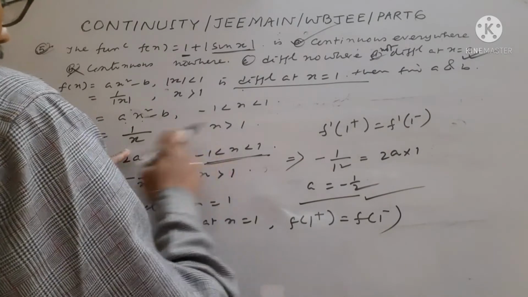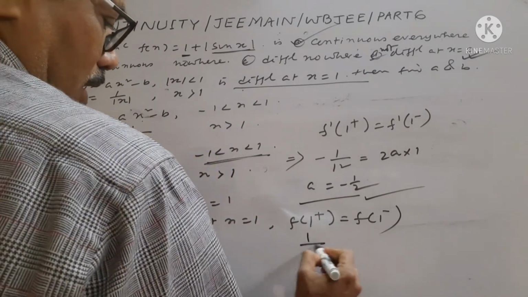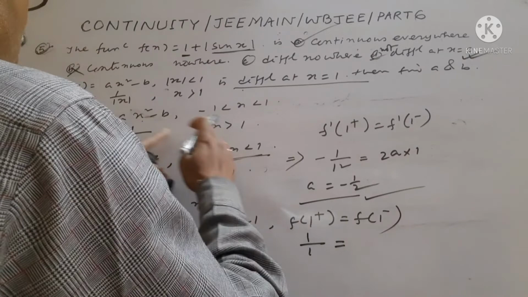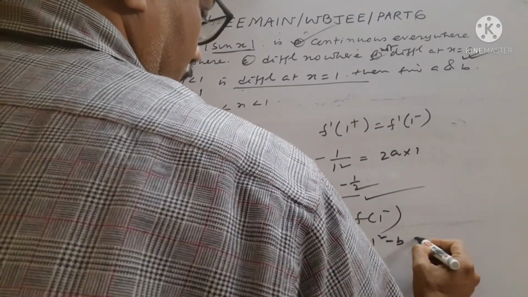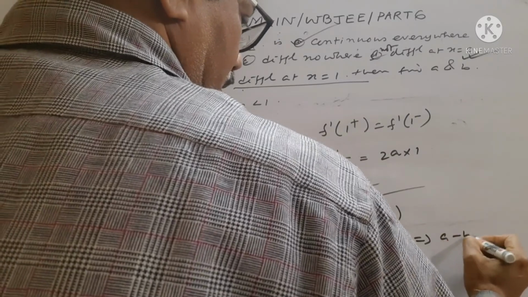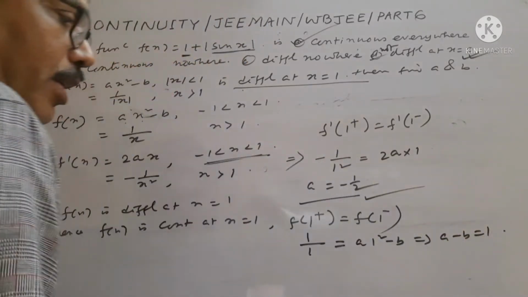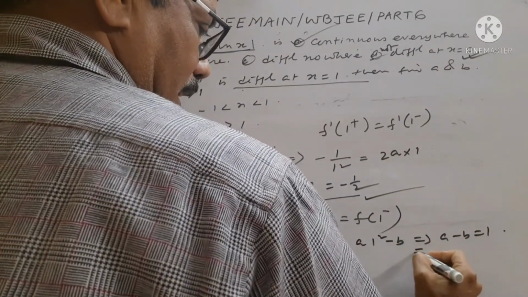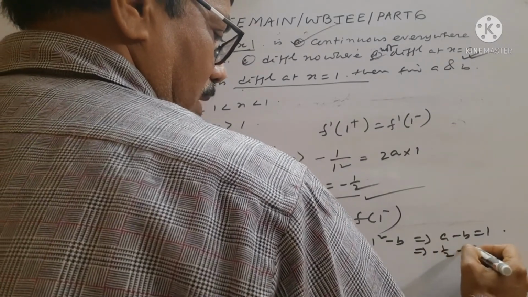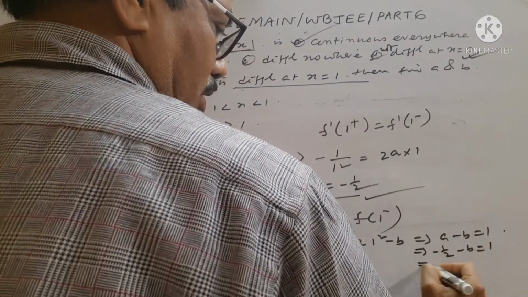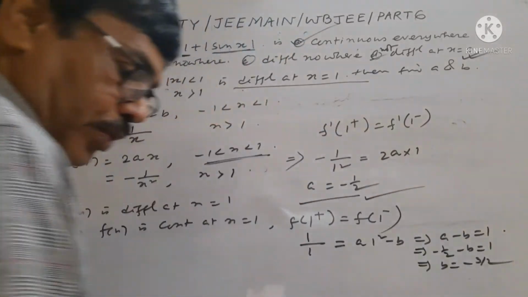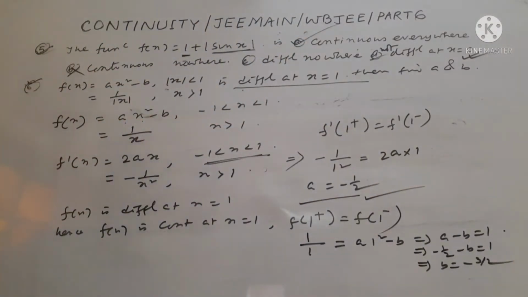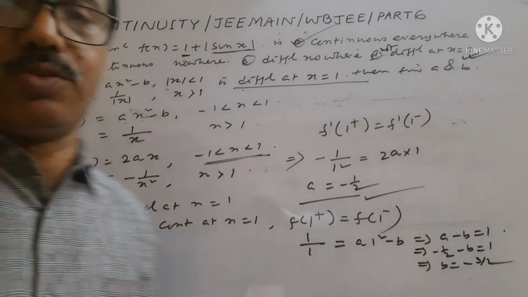So, for 1 plus, it is 1 by 1. For 1 minus, this is a into 1 square minus b. So, a minus b equals 1. What is a? a is minus half, so minus half minus b equals 1. So, b equals minus 3 by 2. What is b? b equals minus 3 by 2.